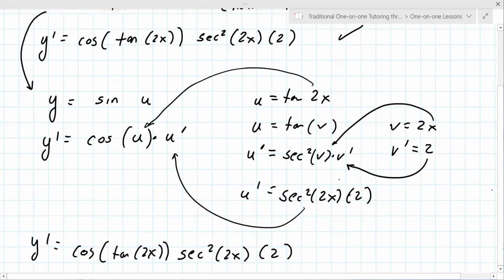And that's where there are these two approaches. It depends on whether you can identify the outer and the inner functions as you go. That's my main problem right now.